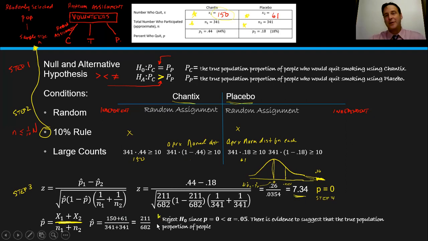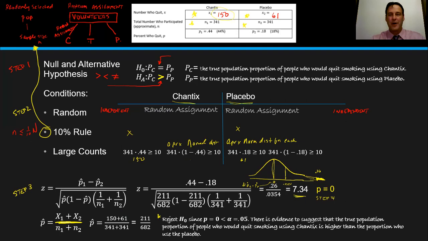You're going to look at 0 and compare it to an alpha cutoff of 0.05. And here's what I'm going to write. I'm going to say we're going to reject the null because our p-value of 0 is less than my alpha cutoff of 0.05. There is evidence to suggest that the true population proportion of people who would quit smoking using Chantix is higher than the proportion who use the placebo. Again, notice that this is all in the present tense.